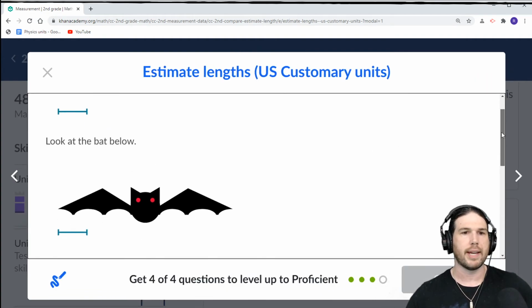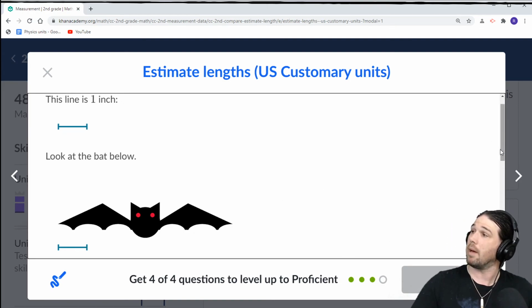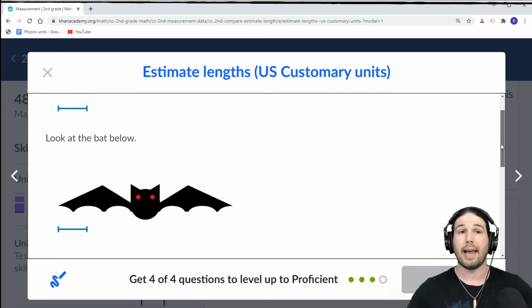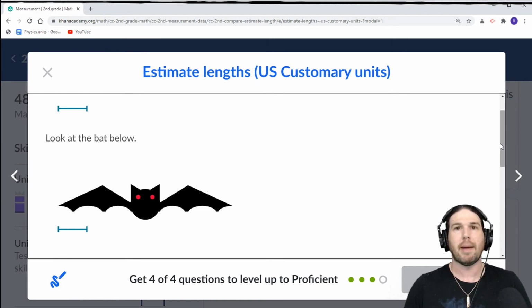This line is 1 inch. Look at the bat below. It still looks like it's 6. In fact, I'm pretty sure this is the exact same picture that I saw before. And it seems like cheating if you recognize that you've done this problem already, but that's actually not cheating at all. It's the whole point of math. Once you've done a problem once, you don't have to do it again.